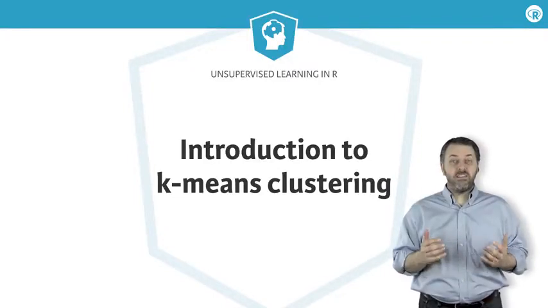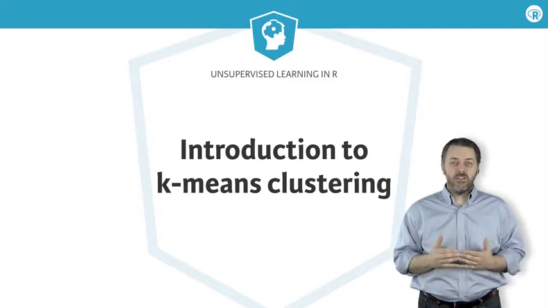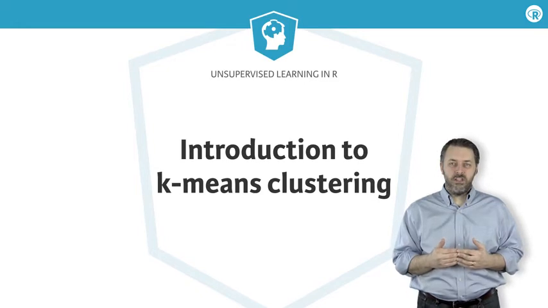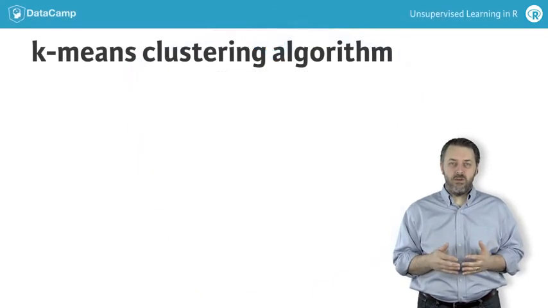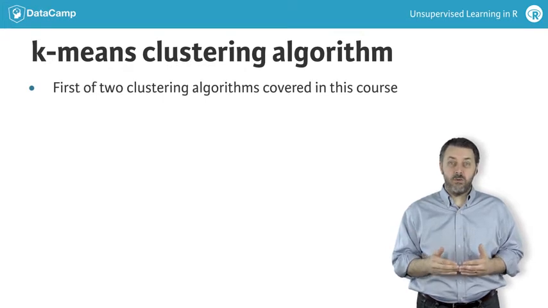Now that we have some conceptual understanding of unsupervised learning and the different goals of unsupervised learning, let's dig right in with one popular approach to unsupervised learning. K-means is a clustering algorithm, an algorithm used to find homogeneous subgroups within a population. K-means is the first of two clustering algorithms to be covered in this course.